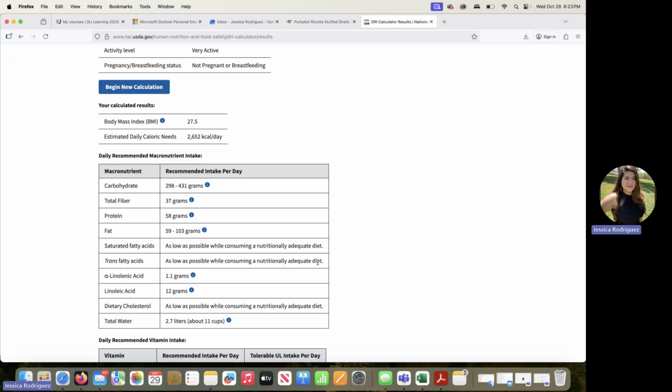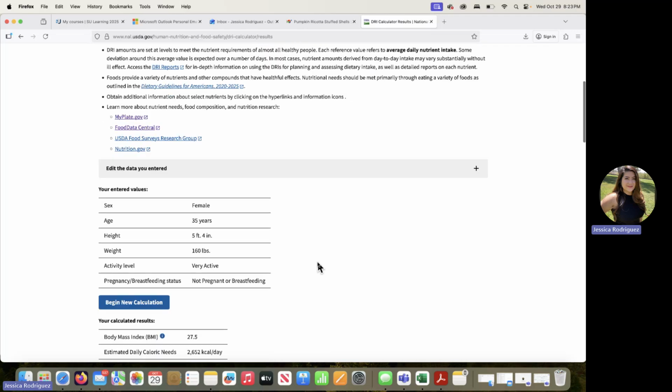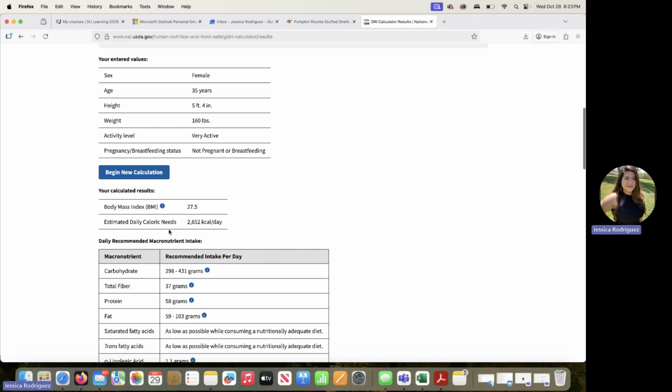That's very important. And then I wanted to scroll up and kind of share a little bit of information about BMI. I know we had a short assignment about BMI, but I do want to share with you that BMI is a number that estimates body fat based on height and weight.